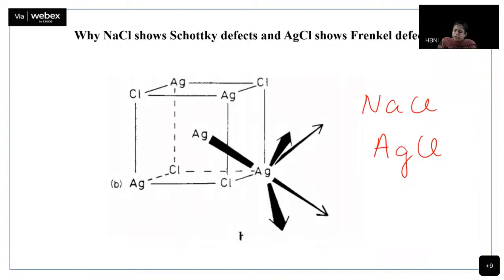But your NaCl shows predominantly Schottky defect. But your AgCl shows predominantly Frenkel defect. Now there are many reasons and people do theory to support it. In very simple terms, if we can understand it, it is in this way. Okay. Now this cube, what is this particular cube?